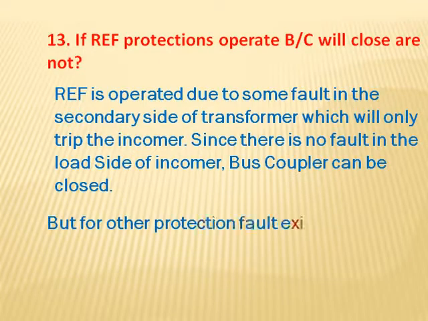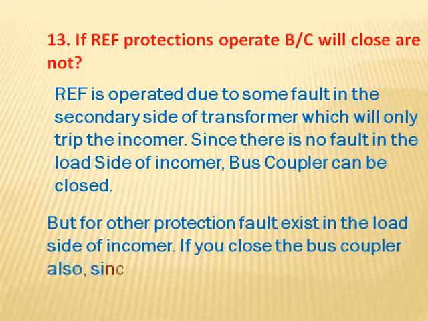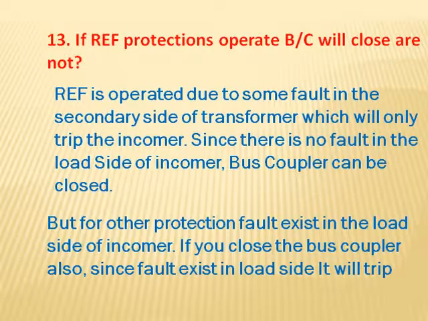But for other protections, the fault exists in the load side of the incomer. Even if you close the bus coupler, since the fault exists in the load side, it will trip.